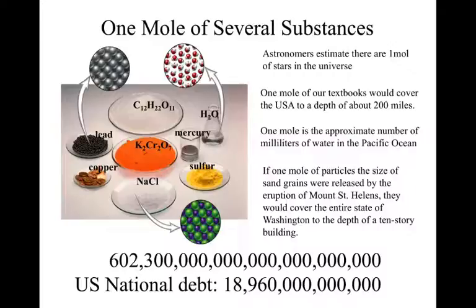Okay? And then the last one, if we took 1 mole of particles the size of sand grains, so really, really, really tiny sand grains, and then we said the amount of those grains that were released in the eruption of Mount St. Helens, which is probably less relevant for you guys, that would cover the entire state of Washington to the depth of a 10-story building. Okay, so roughly 100 feet, maybe 120 feet. Okay? That's a lot of sand. Okay? So a mole is a huge, astronomically, literally, large value.